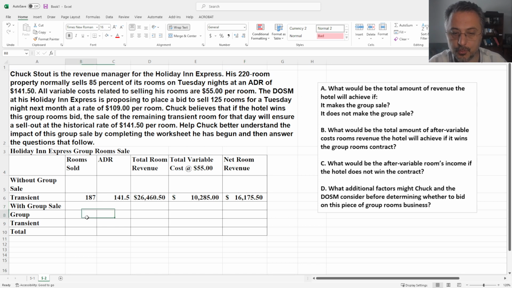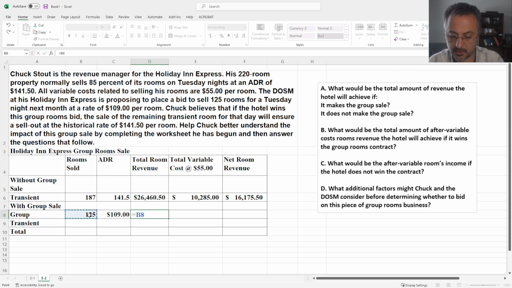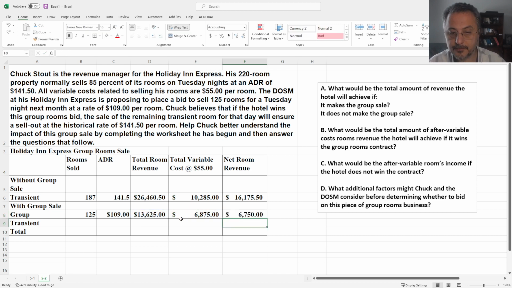Now let's look at the group sales. 125 rooms, and how much is it? $109. So in this case, total room revenue is going to be 125 times 109. And variable cost is going to be 125 times 55. And net room revenue from the group is going to be this.